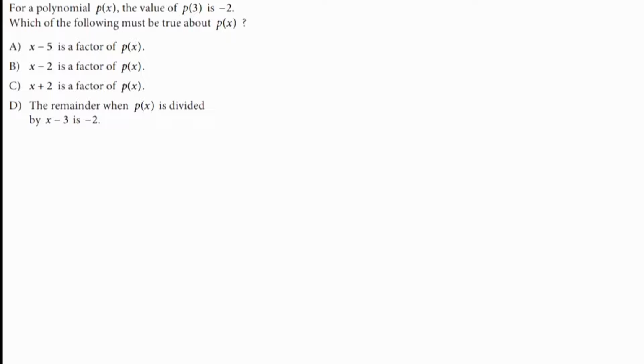I think the answer is D, but I don't really have a way of showing it. So let's make up some polynomials where p of 3 is negative 2. For example, x squared minus 11. You plug in 3, you get 9 minus 11, which is negative 2. We certainly see that x minus 5, x minus 2, and x plus 2 do not divide x squared minus 11. So A, B, and C are wrong. But how do we know D is right?